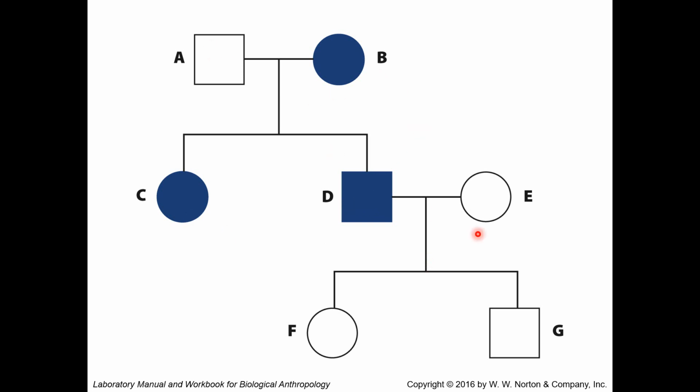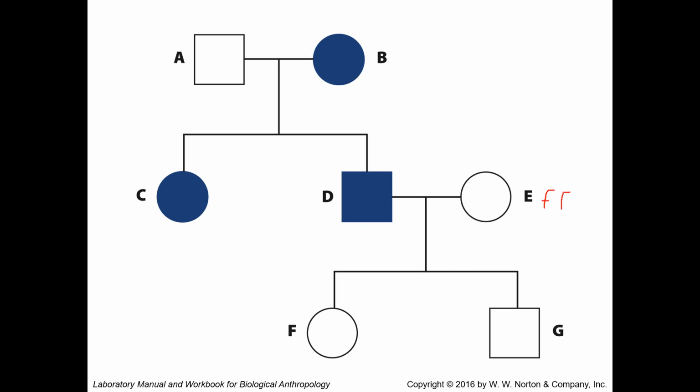That means individuals A, E, G, and F don't have freckles, right? Because they're not shaded in. Freckles, again, is a dominant trait. So in order to not express freckles, it means they have to be homozygous recessive, right? So that means their genotype we can automatically say is little f.